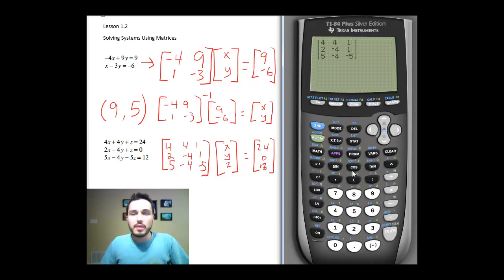Especially with a 3 by 3, it's useful to just pause and double check your numbers real fast, because sometimes you can mistype a number. I see 4, 4, 1, 2, negative 4, 1, 5, negative 4, negative 5. Looks good. So I'm going to push that x to the negative 1, that inverse button again.